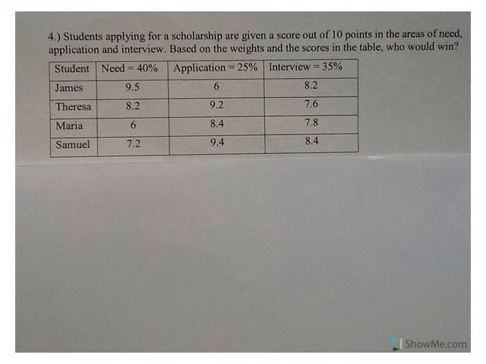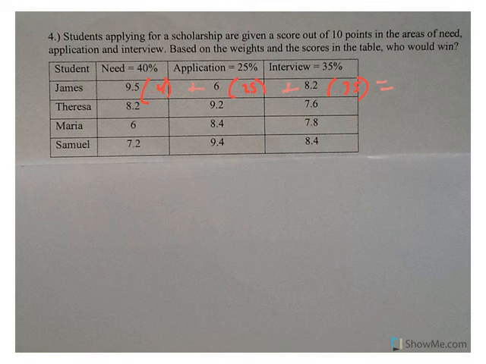And we've got one more problem. Students applying for a scholarship are given a score out of 10 points in the areas of need, application, and interview. Based on the weights and scores in the table, who would win? So when you're looking at this, for James, we've got to do each one of these separately. We're going to take 9.5 and multiply by 0.4. We're going to take 6 and multiply by 0.25. We're going to take the 8.2 and multiply by 0.35. And then we're going to add those values together. So do that for each one. Multiply the value of need by 0.4, application by 0.25, and the interview by 0.35.